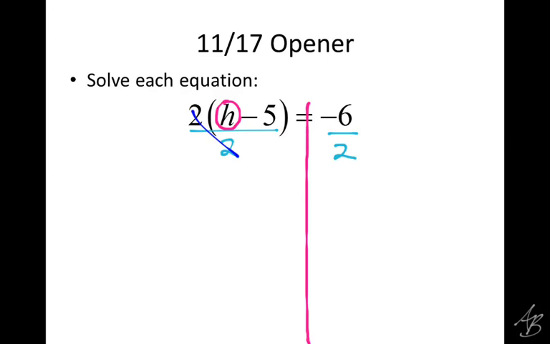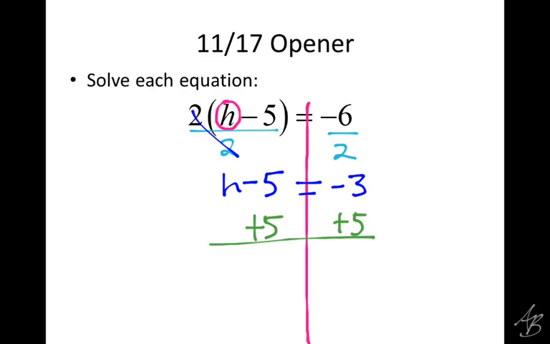And when we divide by 2 on the left side, what do we get? H minus 5. And on the right side, negative 6 divided by 2 is? Negative 3. Okay, then what? Plus 5. Add 5 to both sides. And when we add 5 on the left side, those 5's cancel, leaving h, and negative 3 plus 5 is 2.